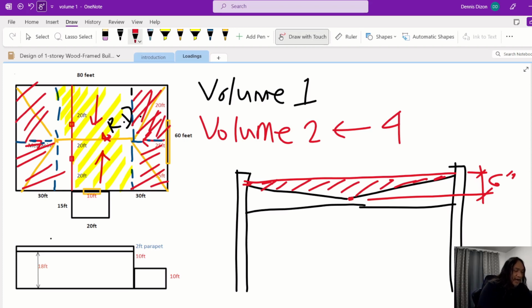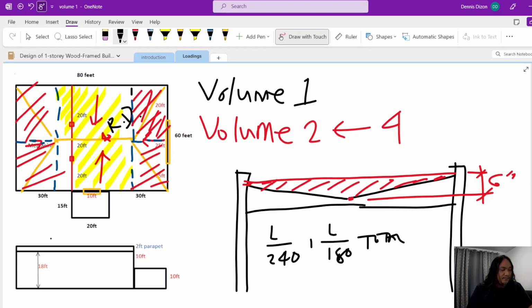Now, our truss, the allowable deflection for our roof truss is L over 240 for the snow load, and then L over 180 for the total load. So this is total.